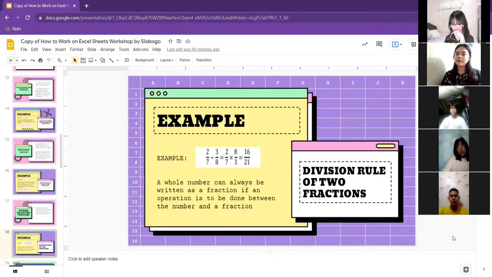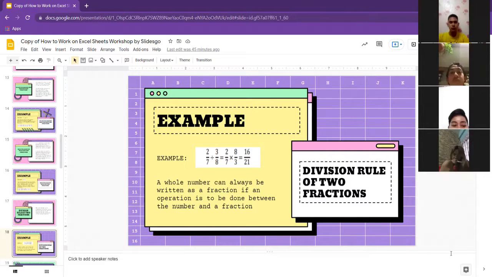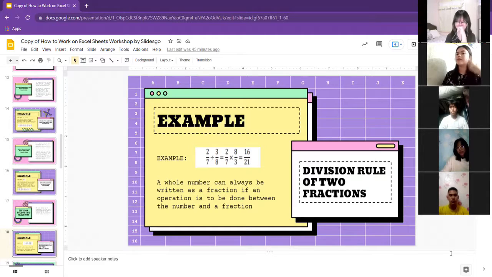Example: 2 over 7 divided by 3 over 8. A whole number can always be written as a fraction if an operation is to be done between the number and a fraction. 2/7 divided by 3/8 equals 2/7 times 8/3, which equals 2 times 8 equals 16 over 7 times 3 equals 21.